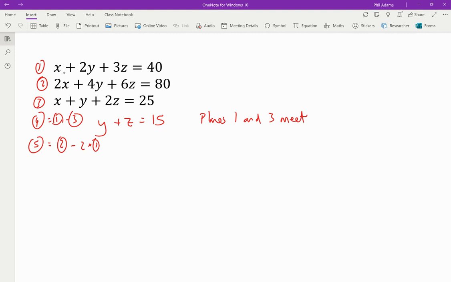But if I go 2x minus 2x, I get 0. 4y minus 4y is 0. So we get 0 on that side and we get 0 on that side. So that's true. So what that means is planes 1 and 2 are the same.